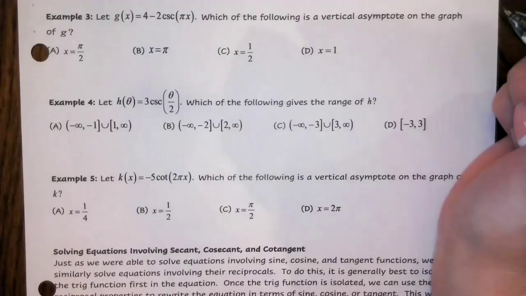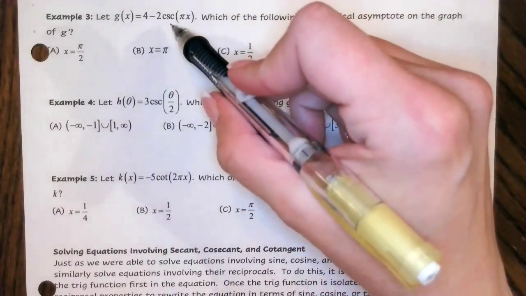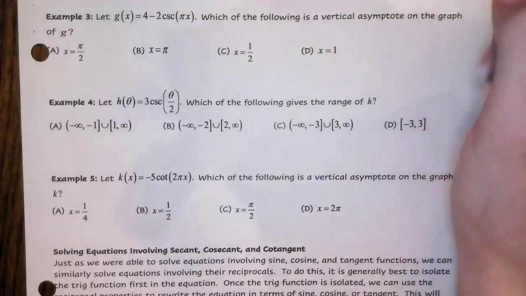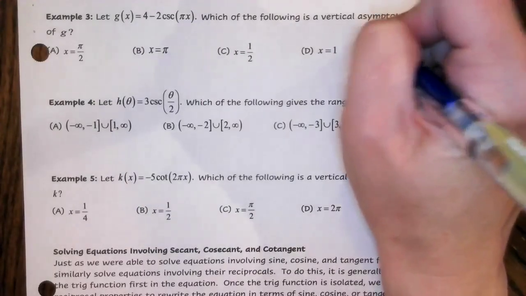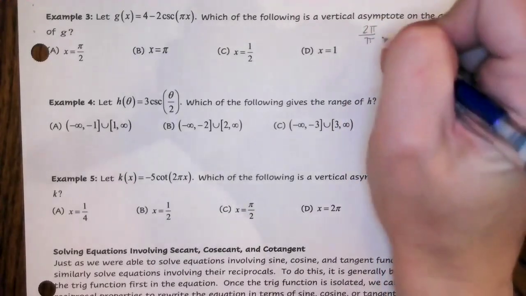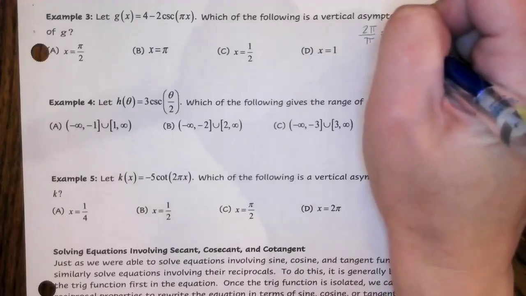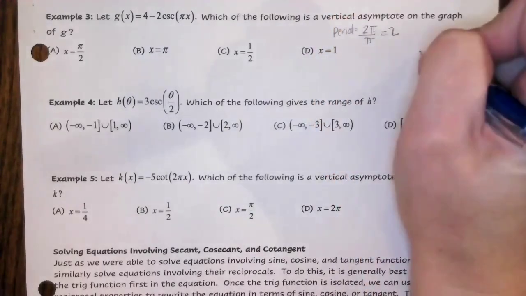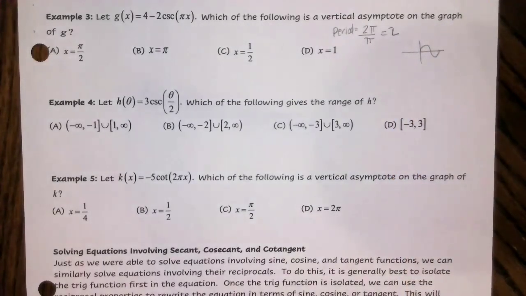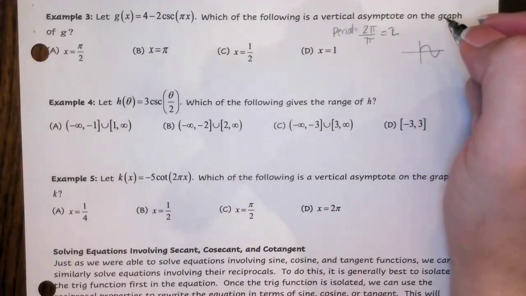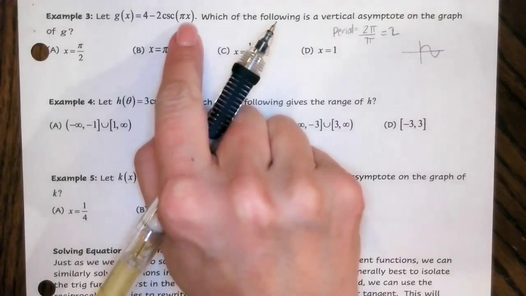All right, so let's look at this one here. This is the reciprocal of sine, since it is cosecant. And so again, the first thing I'm going to do is take that 2 pi and divide by that b value, which in this case is pi. And so the period here would be 2. All right, so we know that the sine graph looks like this. It's not moved left or right, according to this.